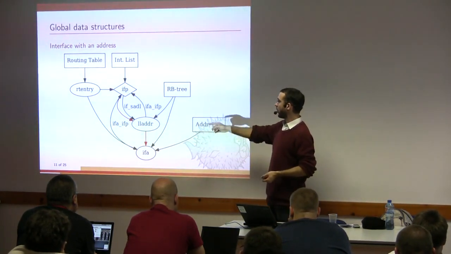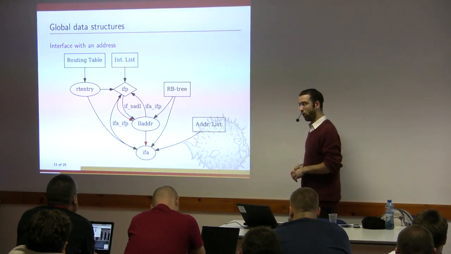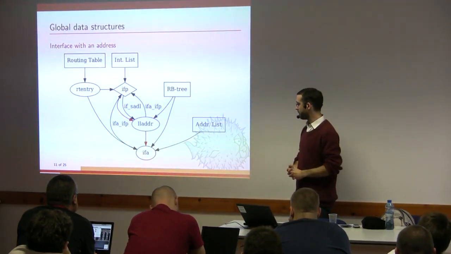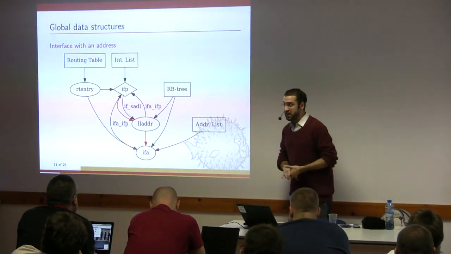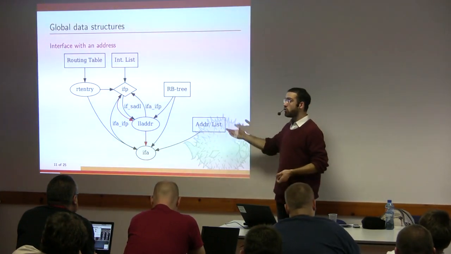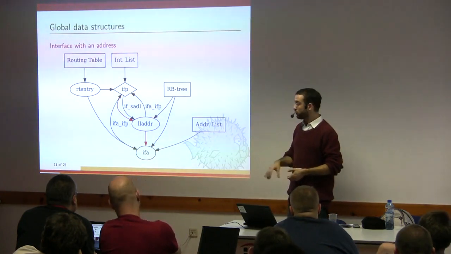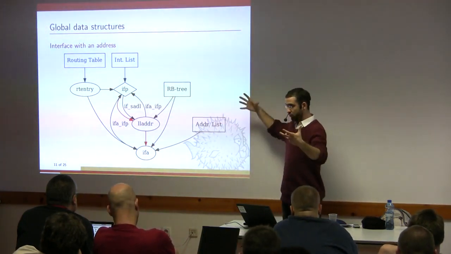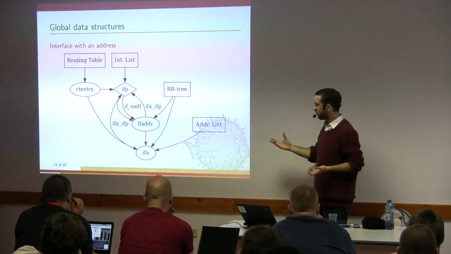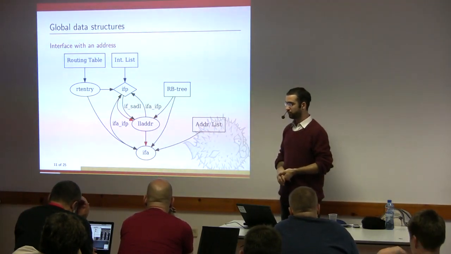Since it's an address, it's also appearing in the tree. All the addresses, we put them there. Since it's an IP address, well, we find another structure, because it's easier for us to work with that. So we have another global structure that we can reach from anywhere that points to this address.